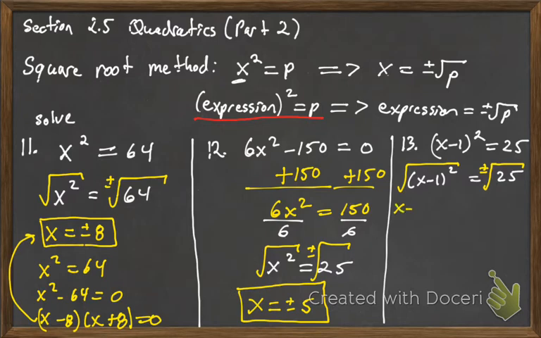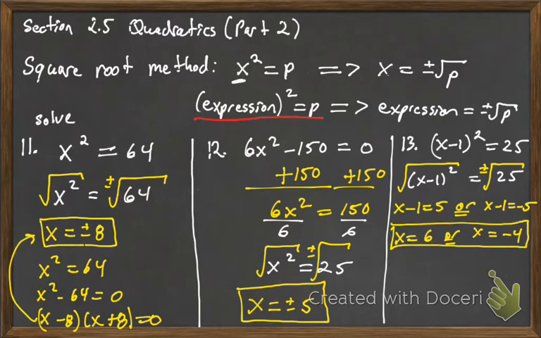And so we're going to get x minus 1 is equal to 5, or x minus 1 is equal to negative 5. And that's from that plus or minus. So we need to split it up into two equations. We're not going to get plus or minus 6. You got to be a little bit careful there. So we have x is equal to 6, or x is equal to negative 4 there.